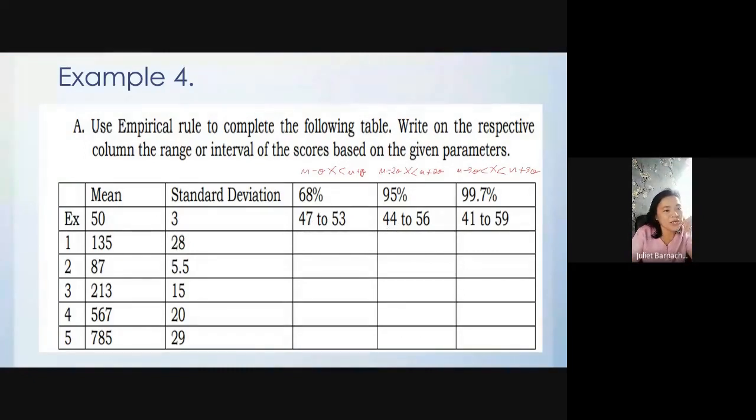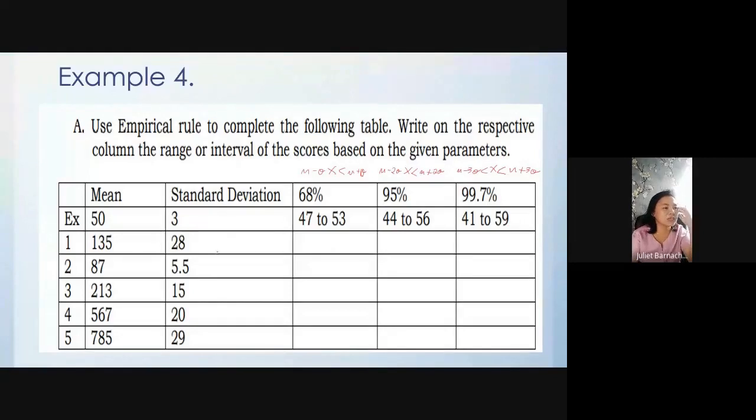So, that's why it's 47 to 53. Ito, mu minus 2 times 3: 50 minus 2 times 3. So, 6. Kaya, 44. Ito, 50 plus 2 times 3. So, kaya 56. Ito, 41 dahil 50 minus 3 times 3. 9 yun. 3 times 3, 9. So, 50 minus 9, 41. Ito, 3 times 3, 9. So, 50 plus 9, 59.